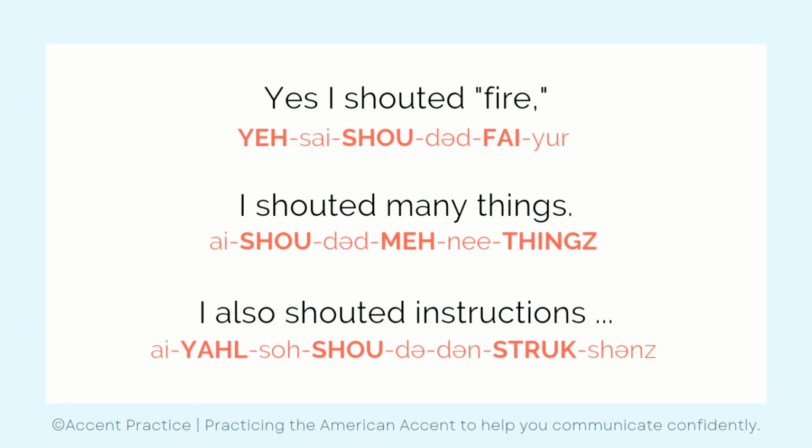If you're curious about what else is going on here, I'm using the gliding consonant Y to link the I and the also together. I also, I also. This linking practice will help you as we link all the words in the next section. But first, let's review all three examples here. Yes, I shouted fire. I shouted many things. I also shouted instructions.